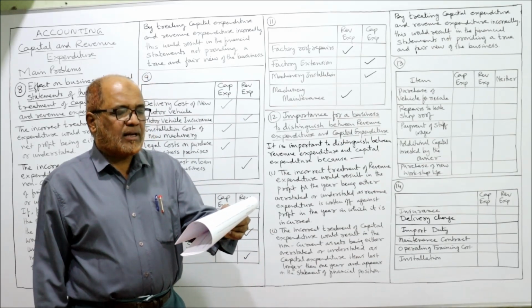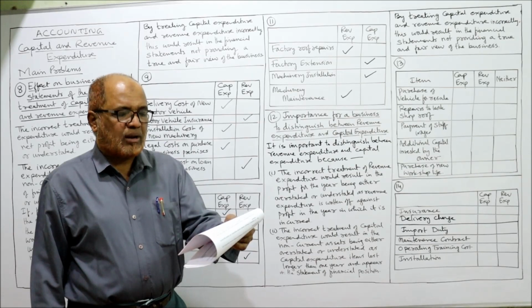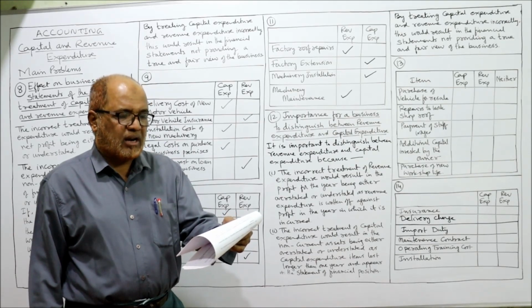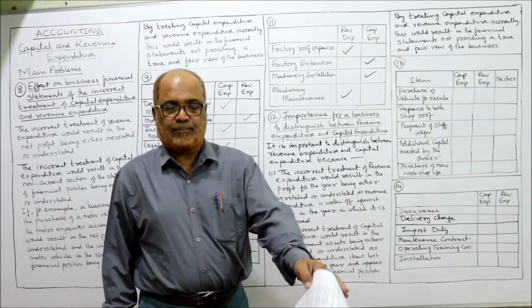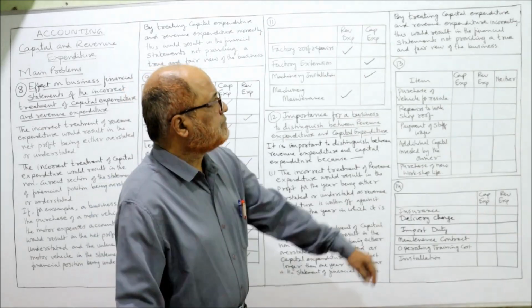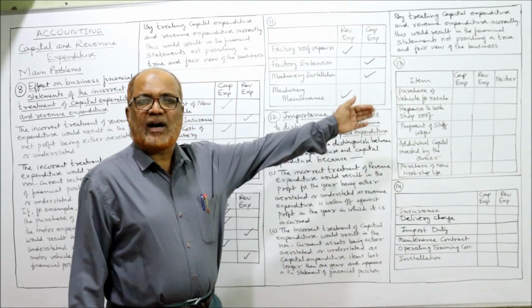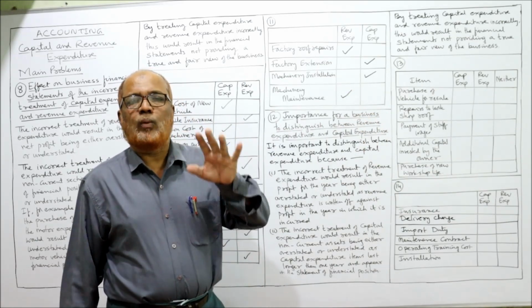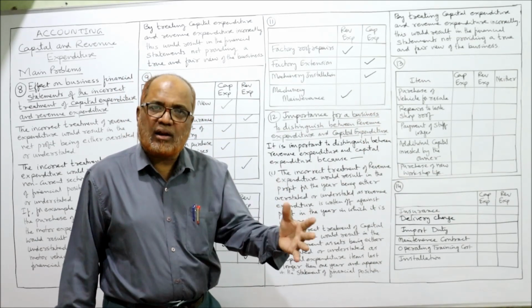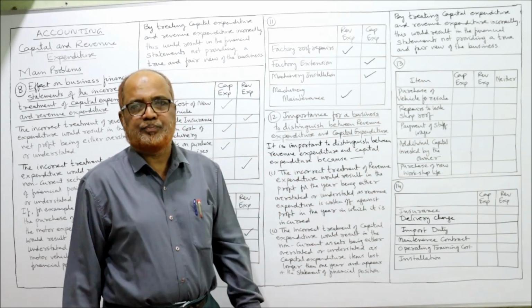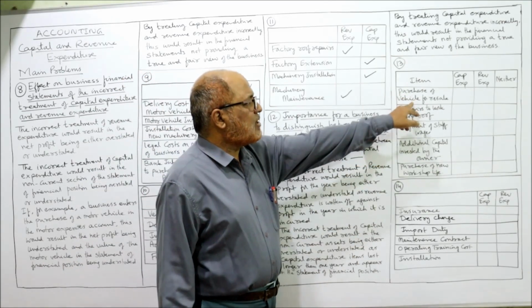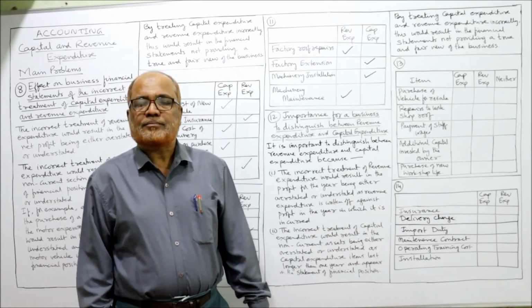Complete the following table clearly stating whether the transaction represents capital expenditure, revenue expenditure, or neither. So 3 columns are given: capital expenditure, revenue expenditure, or neither. For each item you have to decide whether it is capital expenditure or revenue expenditure or neither of the two. First, purchase of vehicle for resale.